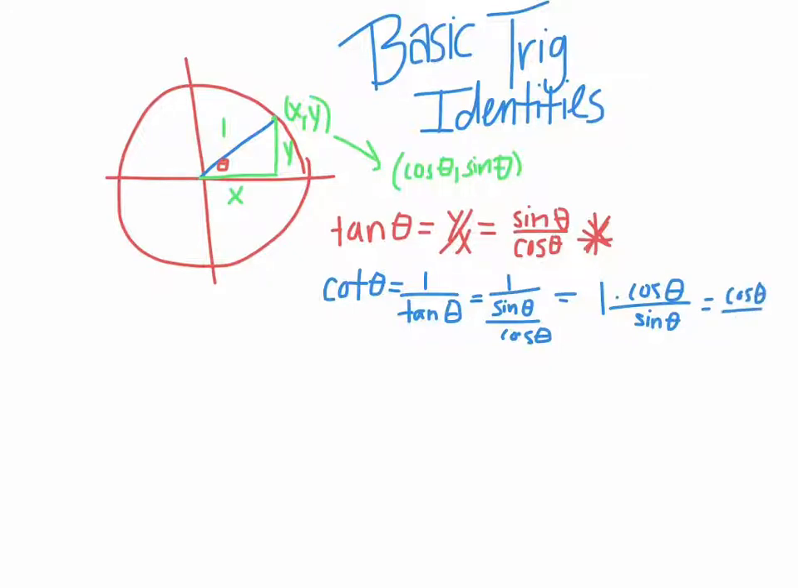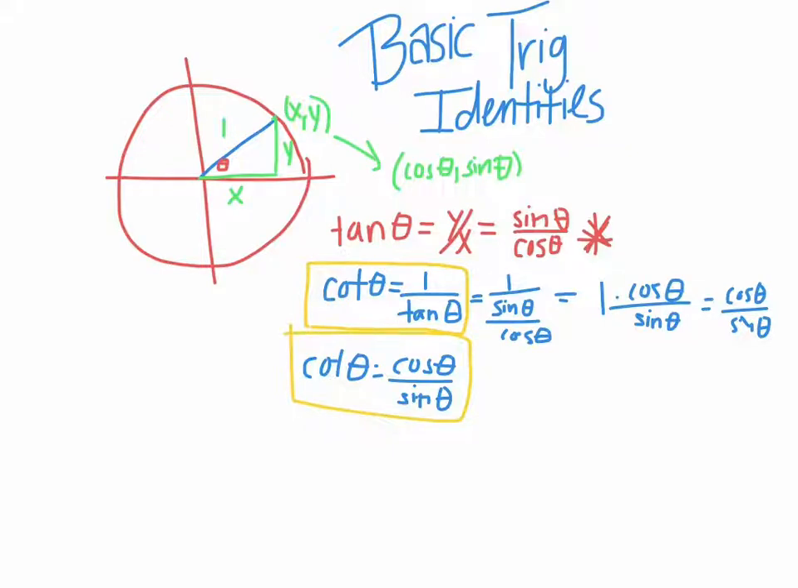So there's two things that go with cotangent. There's the fact that cotangent equals 1 over tangent, which means it's just the reciprocal of tangent. Also, cotangent can be defined as cosine over sine. And all of those are the same thing. They're identities. They're just different ways of looking at it.